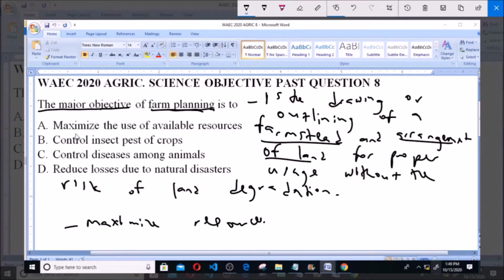Now the options given to us, option A says maximize the use of available resources. Now as we have stated, that is all you are trying to do in farm planning. You are outlining or drawing the farmstead on the land available to you, such that you can use the available resources on the land effectively, so to maximize the use of the available resources. So option A is the major objective of farm planning.